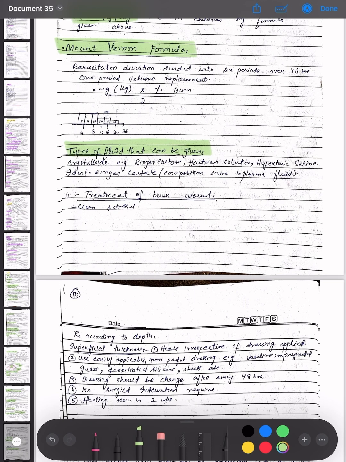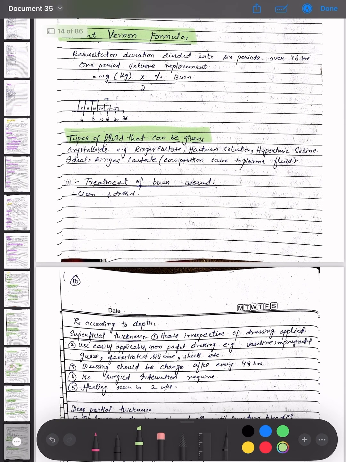Crystalloids, for example Ringer lactate, Hartmann solution, hypertonic saline. Ideal is Ringer lactate, whose composition is the same as plasma fluid. These fluids can be given. Treatment of burn wound: how will we treat? We have assessed the burn and given the fluid. Now how will we treat the specific burn wound?